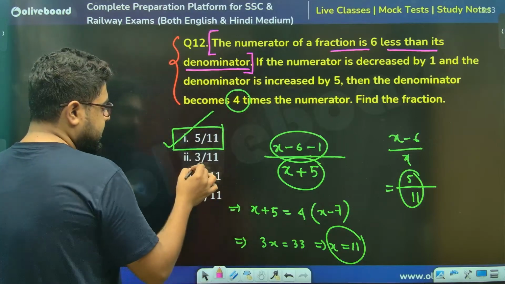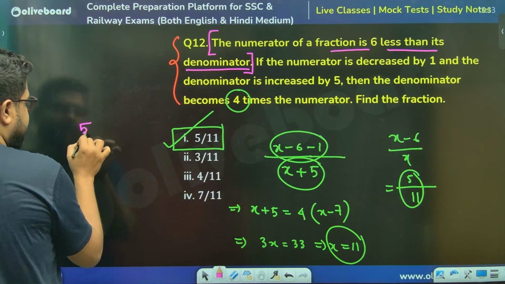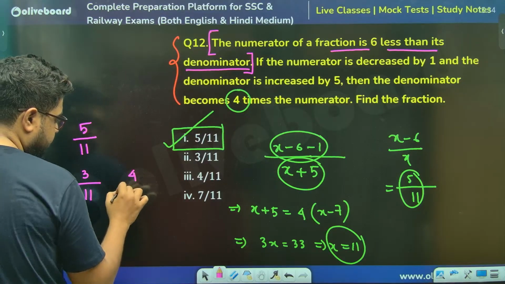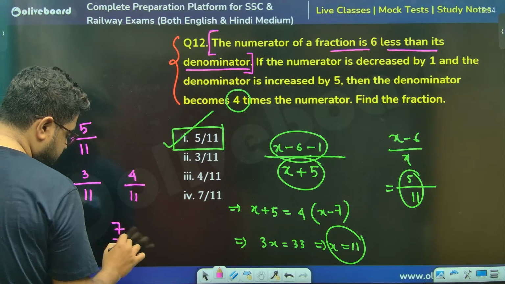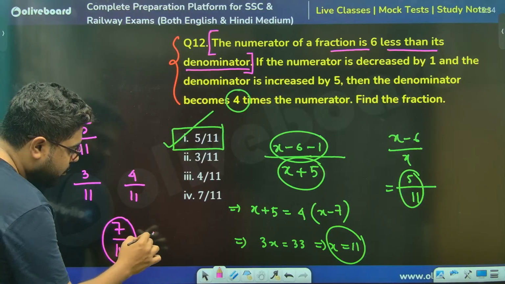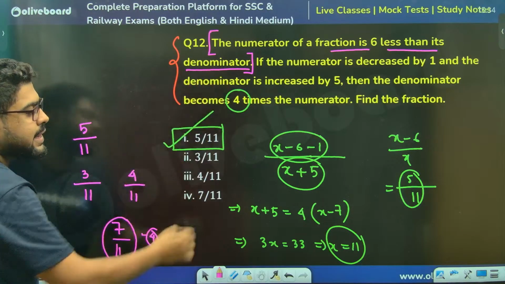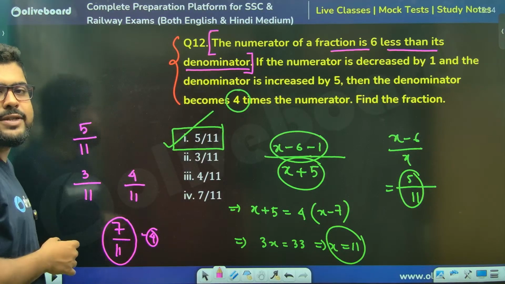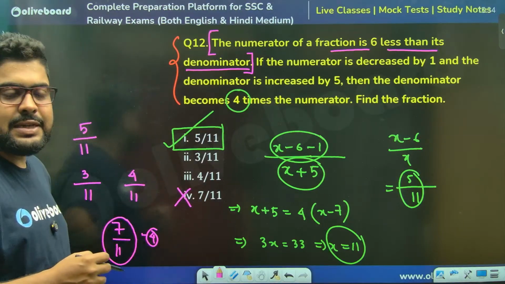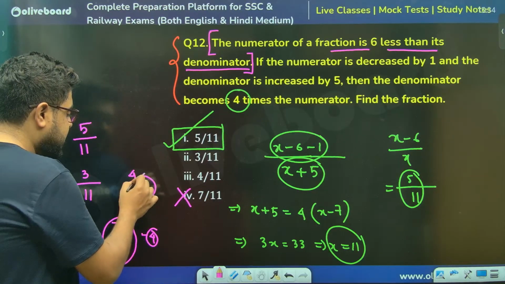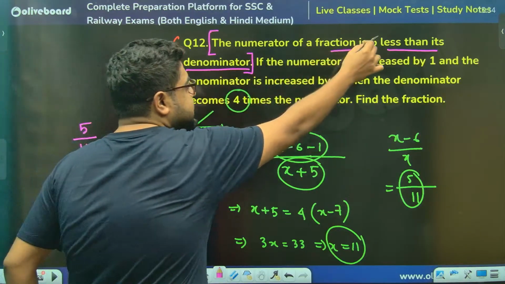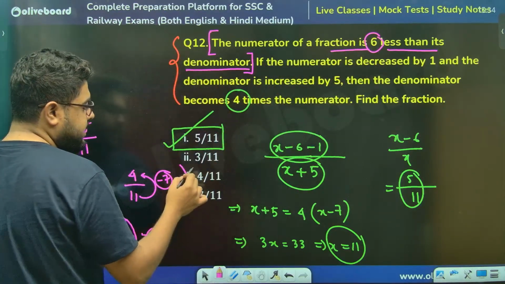The options are 5 by 11. I'm writing it like this so that you understand. The numerator of this fraction is how much less? It is 4 less. But the question is saying it has to be 6 less. So 100% this cannot be my answer. Again, this is how much less? This is 7 less. The question is saying only 6 less, so this cannot be the answer.